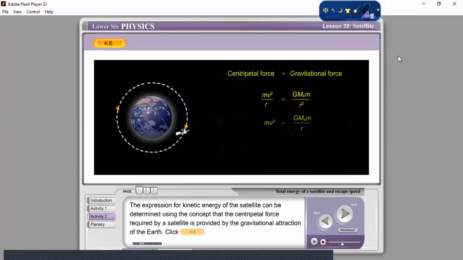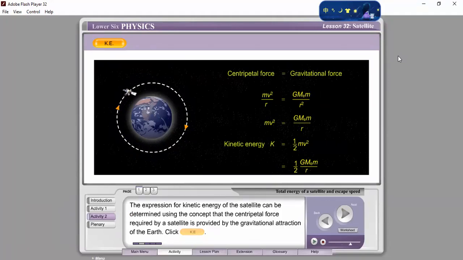Centripetal force mv squared over r equals GMeM over r squared, which is the gravitational force, which implies mv squared equals GMeM over r. Kinetic energy K equals half mv squared, which equals half GMeM over r. So this is the kinetic energy.